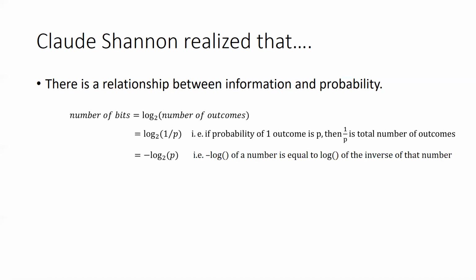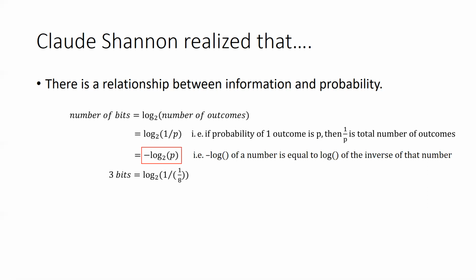And then the way logs work, if you take the minus log of something in the bracket, you just take the reciprocal. So that 1 over P, when you take the minus log, becomes minus log 2 of P. Just take the inverse. And this was his equation for this. So the number of bits equals minus log 2 of the probability. So that was Shannon's theory. That's how you measure information based on probability.